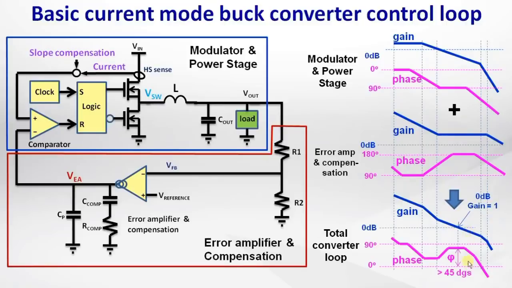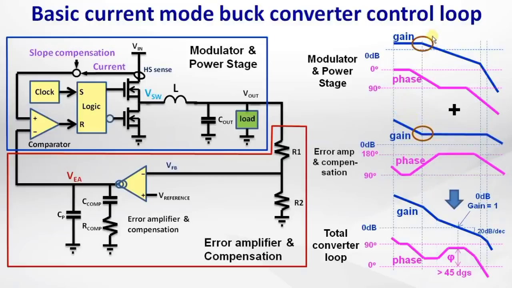For most designs, at least 45 degrees of phase margin is needed. You can also look at the slope of the gain curve where it crosses the 0 dB line, which should be 20 dB per decade for good stability. When you set the compensator zero frequency to coincide with the modulator load pole frequency, the loop gain drops at a steady 20 dB per decade and the phase is relatively flat.